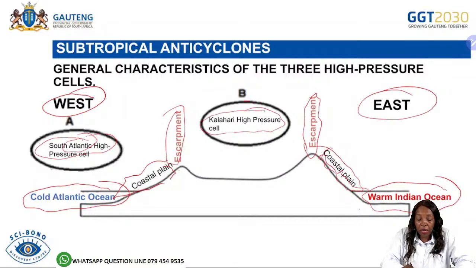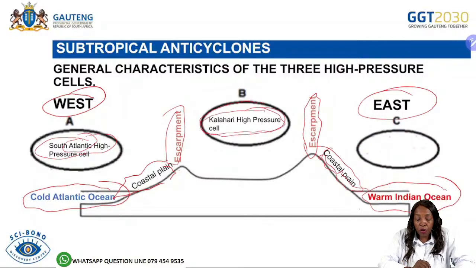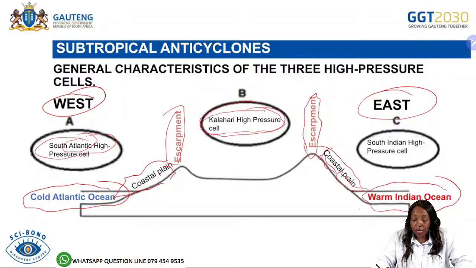So now here we can identify the Kalahari high pressure cell, which we find in the interior of the country. And over the east coast, we can identify the South Indian high pressure cell there. So this is the location of the 3 high pressure cells as you see it on the map, and here now indicated on the cross section.